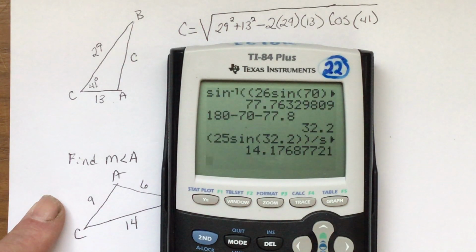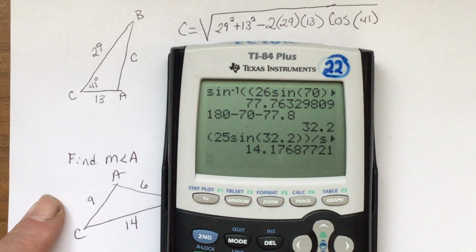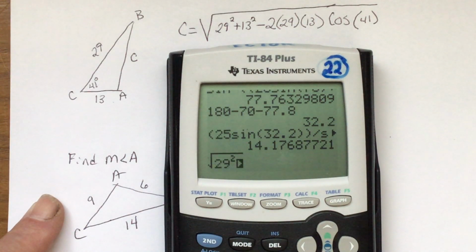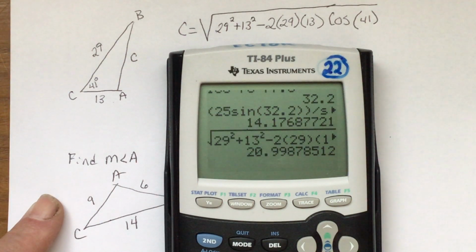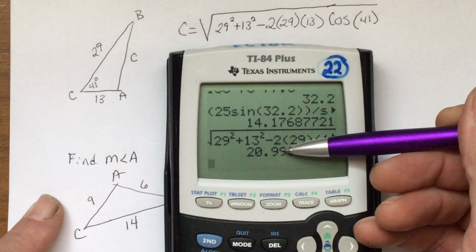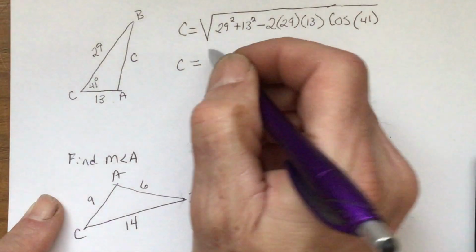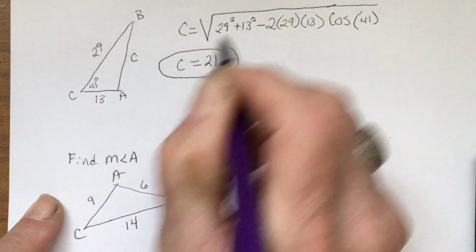So square root, so second x squared gives you the square root symbol. 29 squared plus 13 squared minus 2 times 29 times 13 cosine 41. Close parenthesis, push enter, round to the nearest tenth. This 9 rounds that up to a 10, which makes that a 21. And it's done.